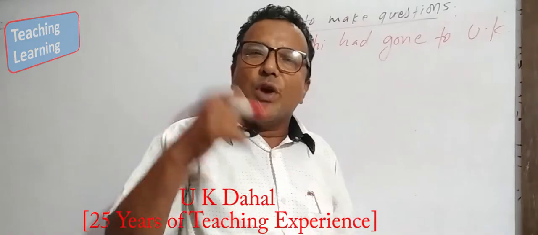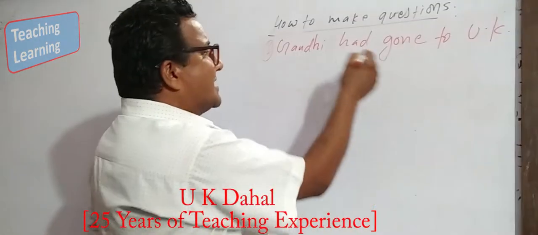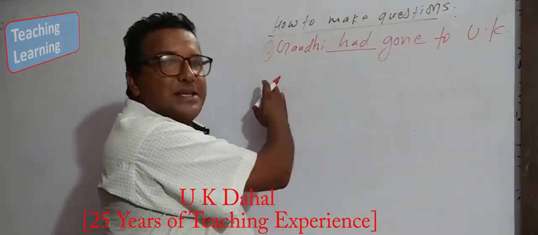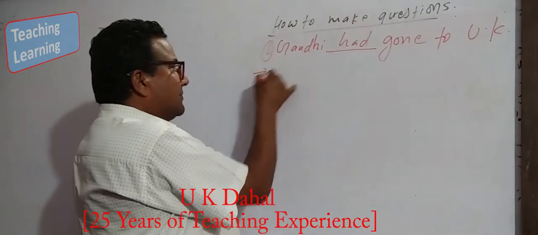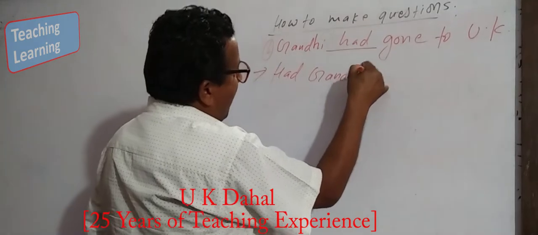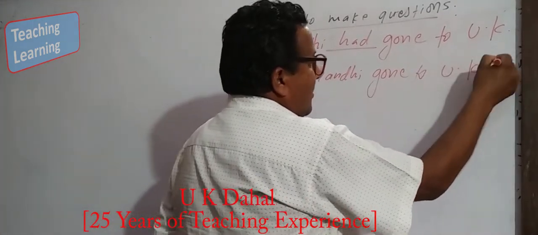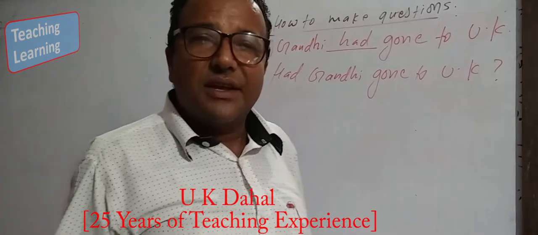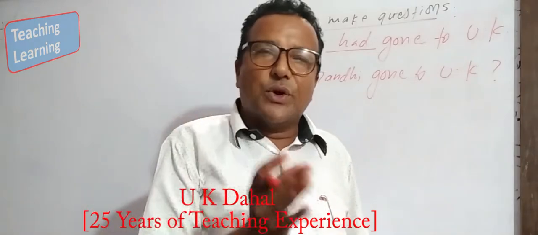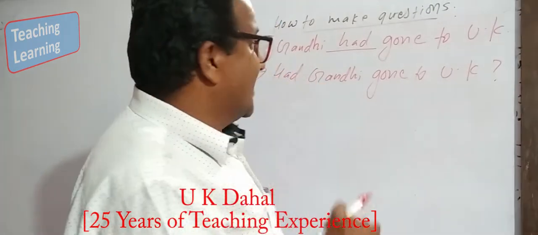Now, I am going to teach you how to make the question. This auxiliary verb is used in front of the sentence. Look here. Had Gandhi gone to UK? To make the question, if we know negative and tense, then it is so easy to make the yes no question.